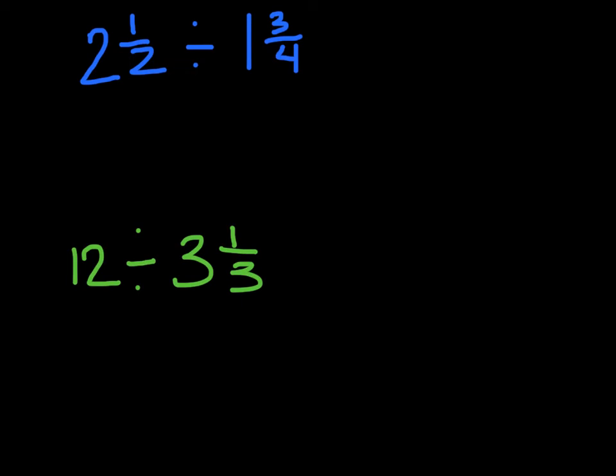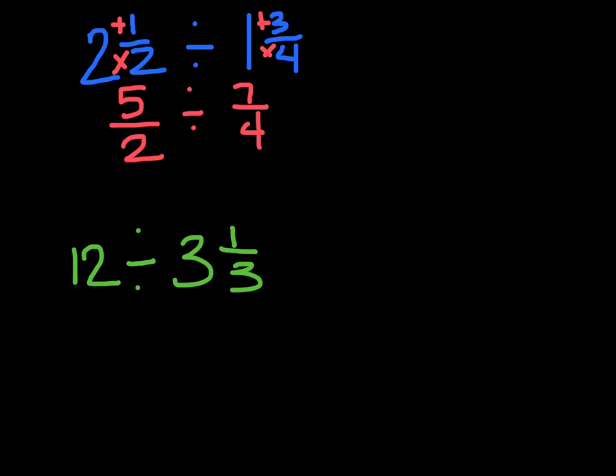Here are two examples of dividing mixed numbers. First, change them to improper fractions. So 2 times 2 is 4, plus 1 is 5. That is 5 halves. Please do not write this as multiplication until you have changed the second fraction to an improper fraction. So 4 times 1 is 4, plus 3 is 7. We have not changed this to multiplication yet. All we did was rewrite our mixed number as an improper fraction.